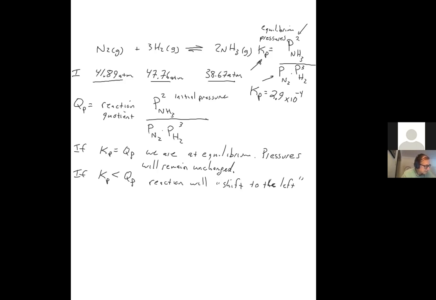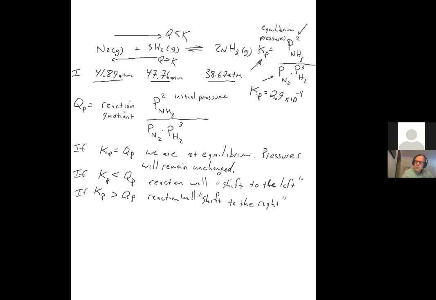Okay, so I can do it this way. It goes in this direction if Q is greater than K, or K is less than Q. On the other hand, if K is larger, greater than Q, the reaction will shift, quote, shift to the right. Okay, go this way. That's if Q is less than K. Okay. Now, why is that the case?